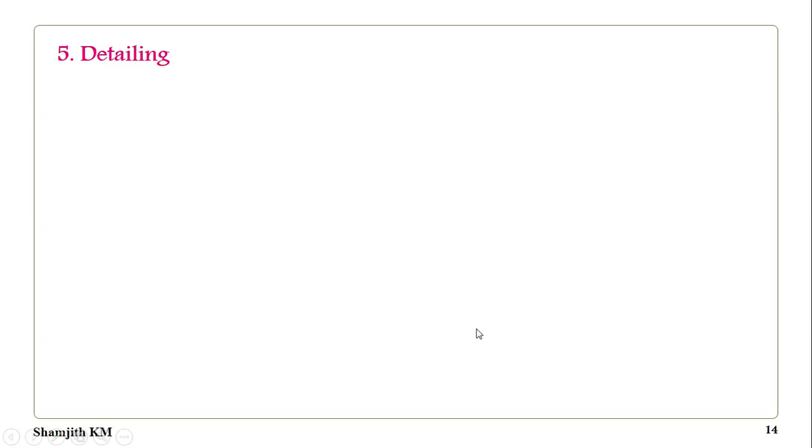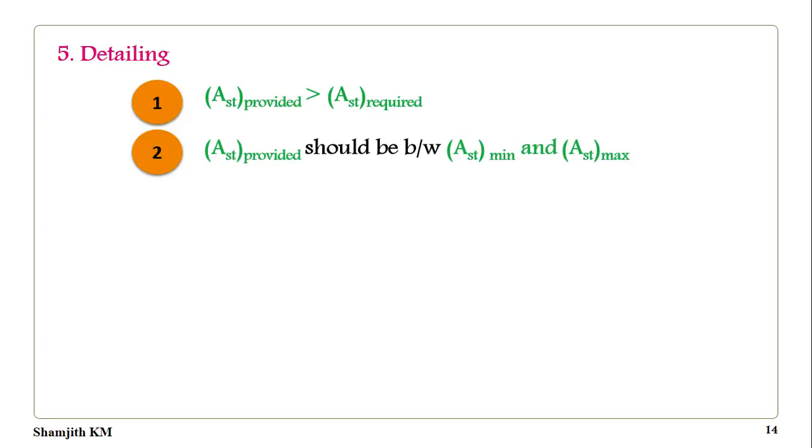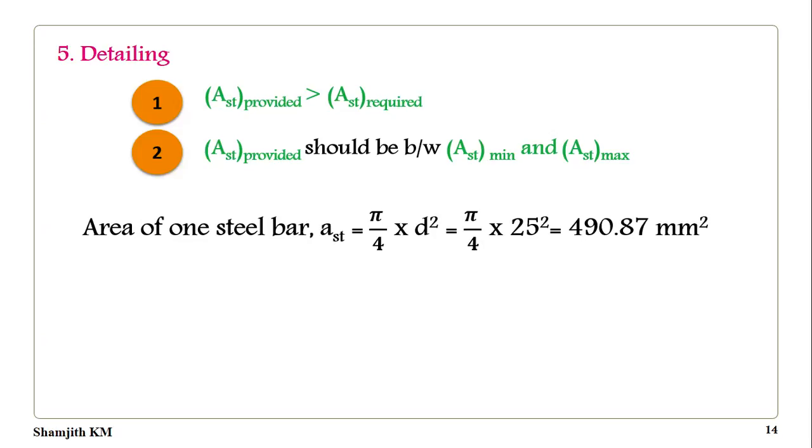Only this much steel is required. For the detailing purpose, we will be providing some area of steel, and we need to check that this provided steel is greater than the required AST. This is the first thing we need to check, and the second thing is that the provided AST should be in between minimum AST and maximum AST. We can calculate this later.